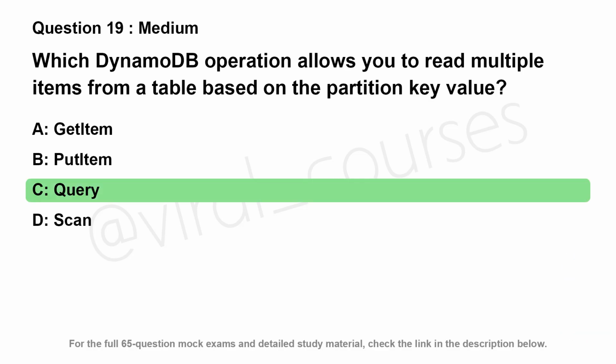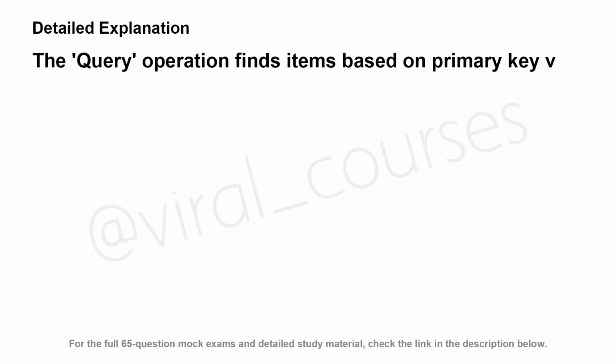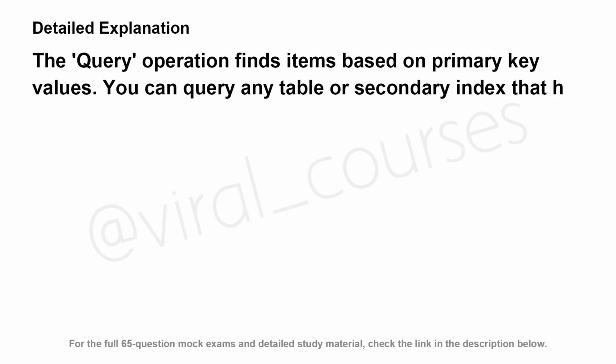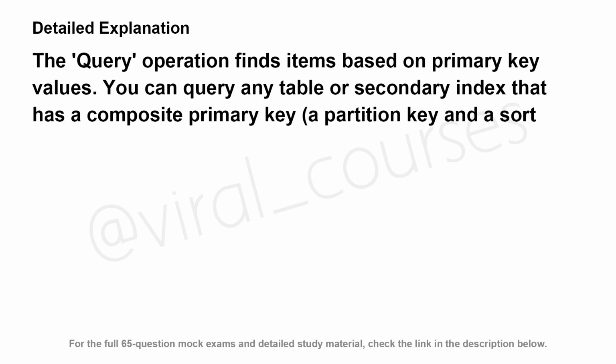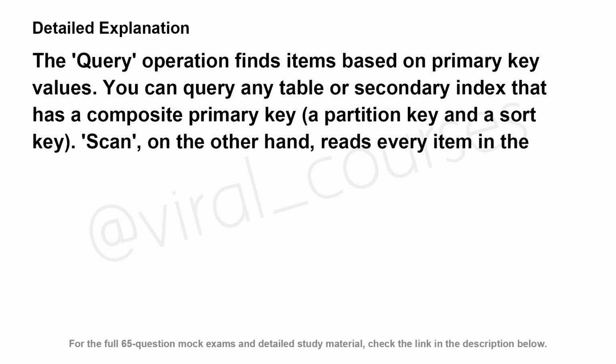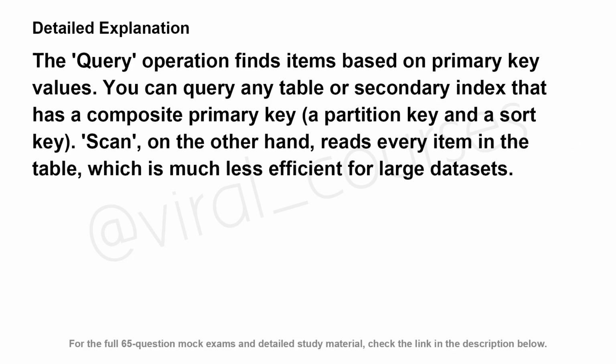The correct answer is C. The Query operation finds items based on primary key values. You can query any table or secondary index that has a composite primary key, a partition key and a sort key. Scan, on the other hand, reads every item in the table, which is much less efficient for large datasets.